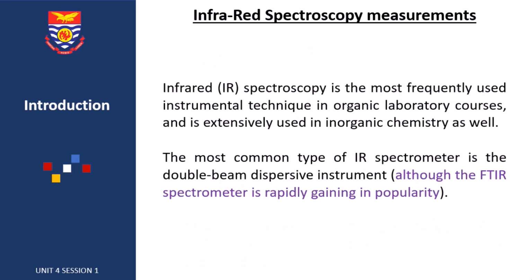Now, infrared spectroscopy is mostly used in organic chemistry, but it is also used in inorganic chemistry as well. Now, the most common type of IR spectrometer that we have is the double beam dispersive instrument, although the FTIR is also rapidly gaining popularity in IR spectroscopy. FTIR is the Fourier transform infrared spectroscopy.